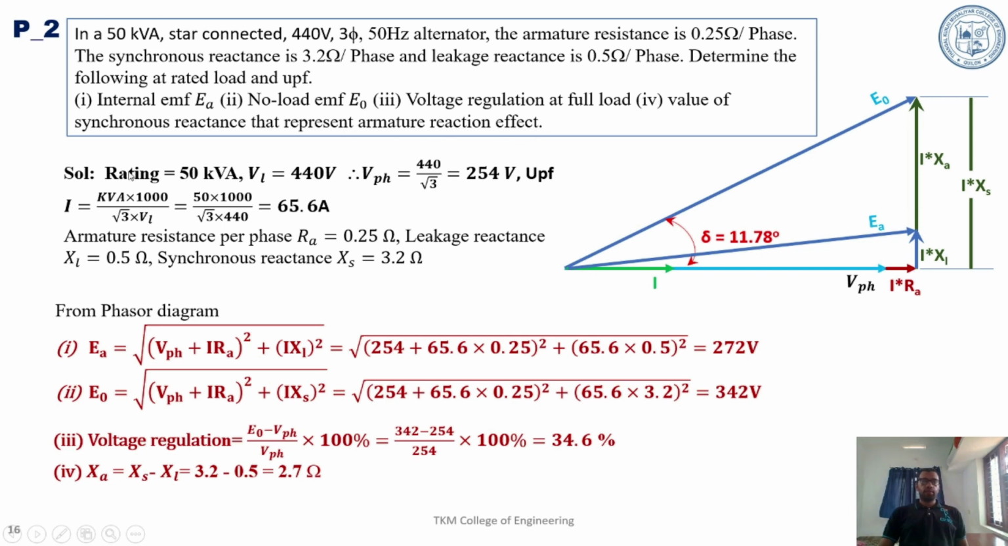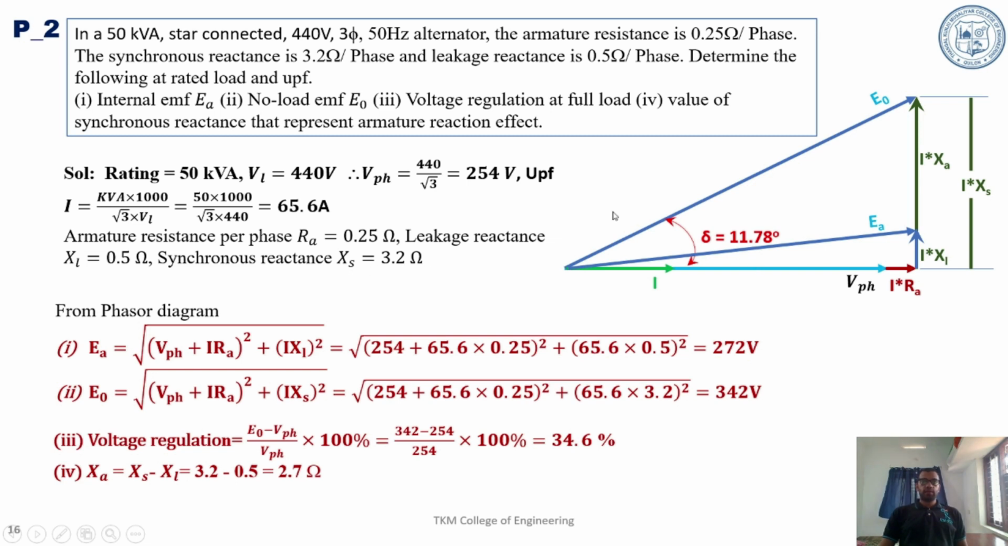Coming to the solution, the power rating of the machine is 50 kVA and it is star connected. The line voltage is 440 volt that we need to convert into phase value, and it is coming as 254 volt. And the power factor of operation is unity. So based on line value and kVA rating, we can calculate rated current, and the rated armature current is coming as 65.6 ampere. Here, armature resistance per phase is 0.25, leakage reactance is 0.5 ohm and synchronous reactance is 3.2 ohm.